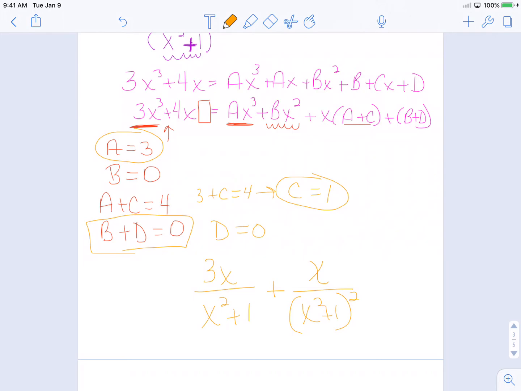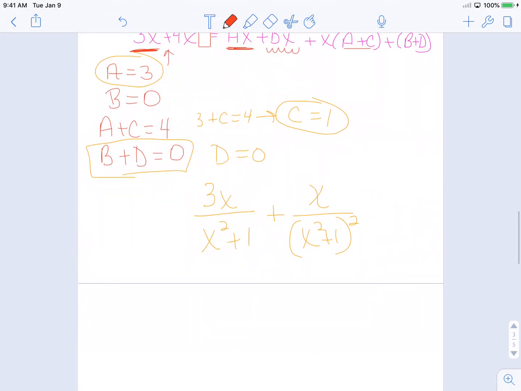So you could check your work if you wanted to by working backwards through the problem and saying, hey, I want to get a common denominator. So my common denominator would be this entire denominator, and we could work backwards by multiplying this by x squared plus 1 and seeing if we could go back to the original numerator. But you can always check your work by trying to combine those fractions together by finding the common denominator.